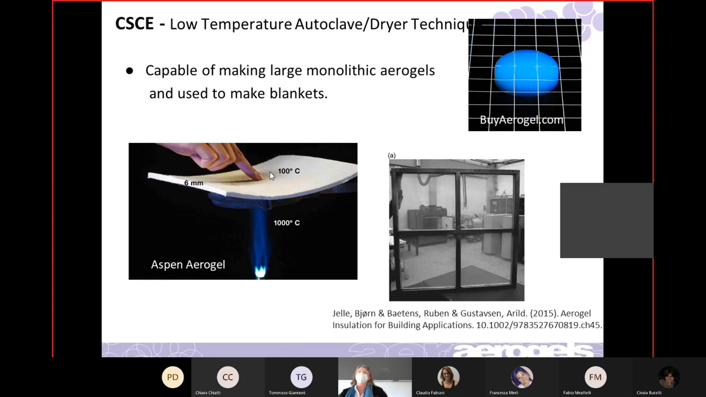But you can see you could not get this, and I showed you the picture on the first page. You can't get that with those other methods. So supercritical extraction is the thing that is used for that.